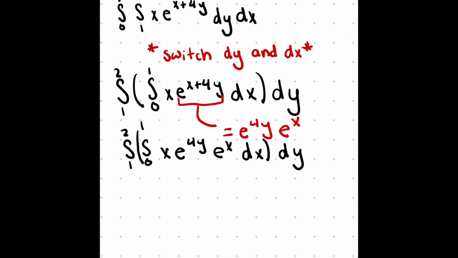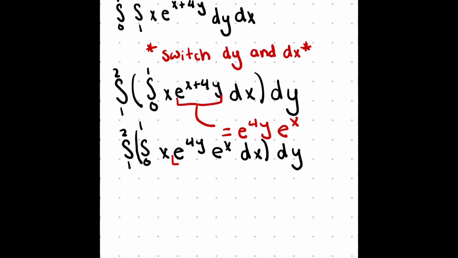And then because we're doing the dx integral first, we can go ahead and pull out the e to the 4y and act like it's a constant instead of having to deal with that, and put it in front of the dx integral.